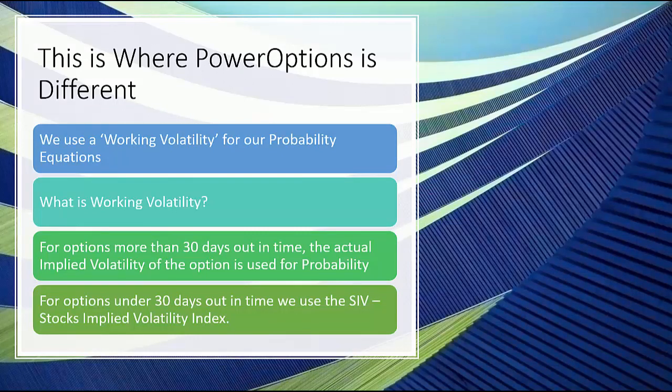We use that same standard equation that you can mostly find in those references, but we use what's called a working volatility for our probability equations. What is the working volatility? For options that are more than 30 days out in time to expiration, so today, April 28th, things that are out to June, July, August, September, and more, anything that has an expiration date 30 days out in time or more, we're using the implied volatility of that option for the probability calculation. For options that expire under 30 days from today, we're using what's called the SIV, the Stock's Implied Volatility Index.